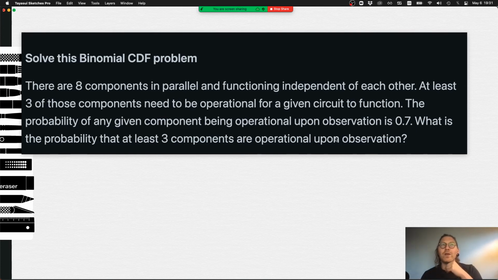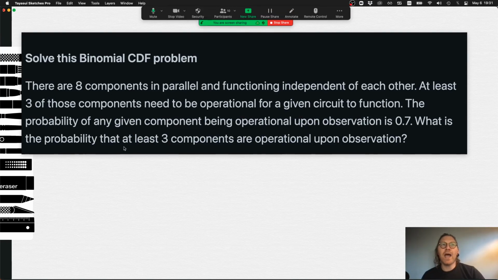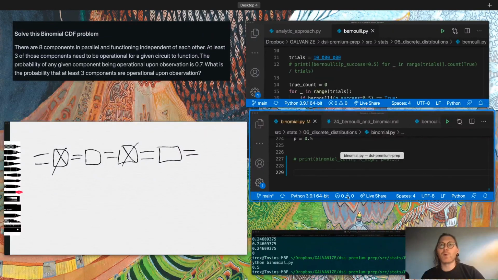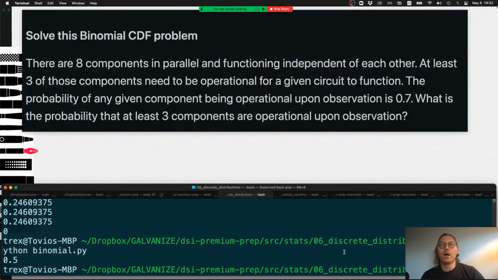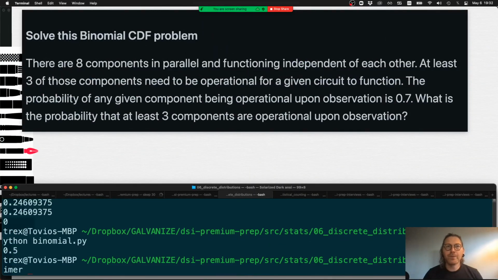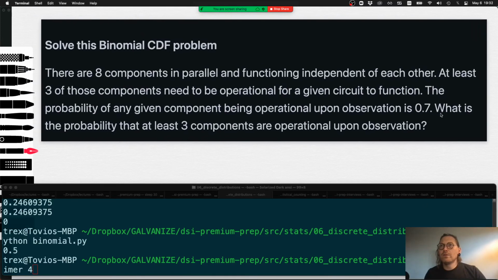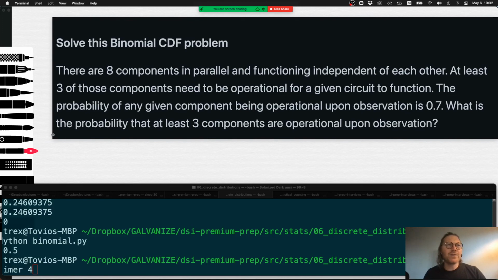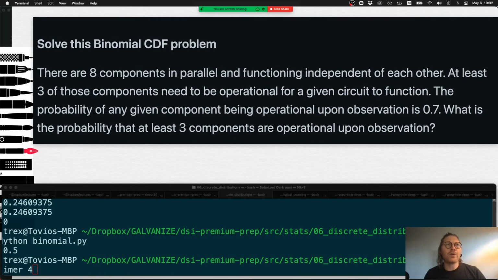Okay, so at least three. You have to think about this. What does the CDF give us, right? The CDF gives us less than or equal to some K. So what does it mean when we ask the probability that at least three? All right, I'm going to put 4 minutes on for this. See if you can get it. And then we'll talk about the result.